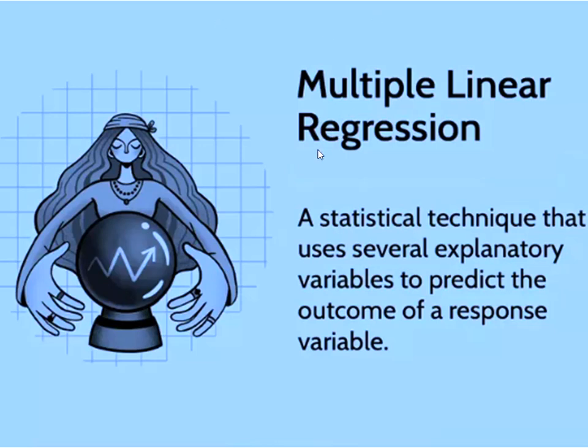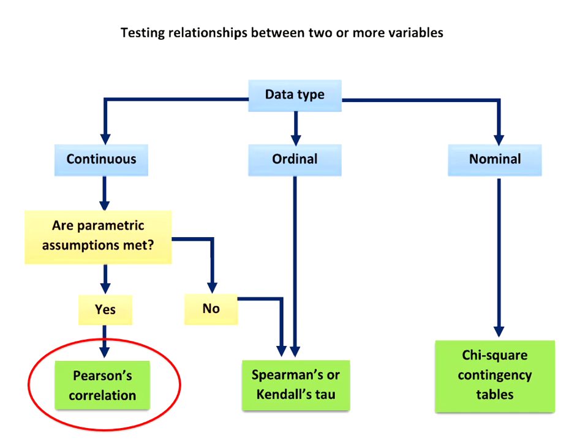So for this video and for this section, we're going to cover just what is multiple linear regression. It's a statistical technique that uses several explanatory variables to predict the outcome of a response variable. To try to frame it kind of in where it fits.